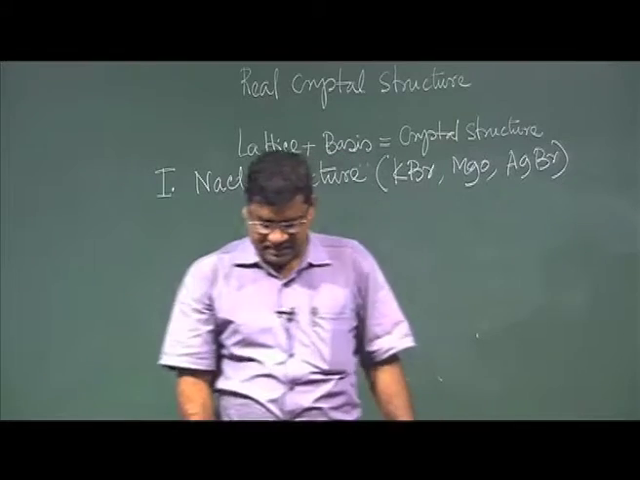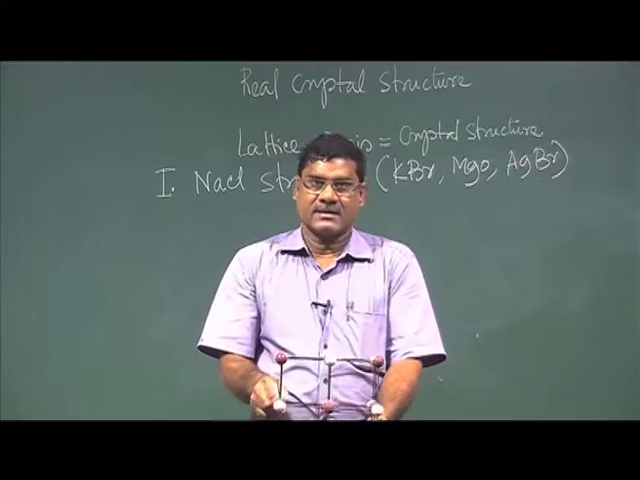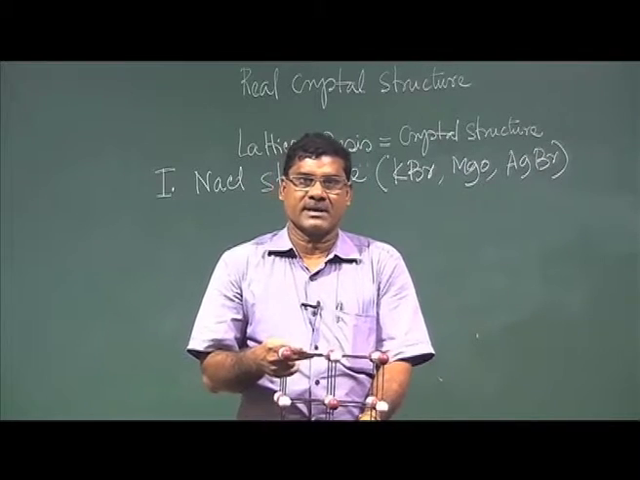So from the structure itself I can tell. So, in an FCC lattice, how many lattice points per unit cell?